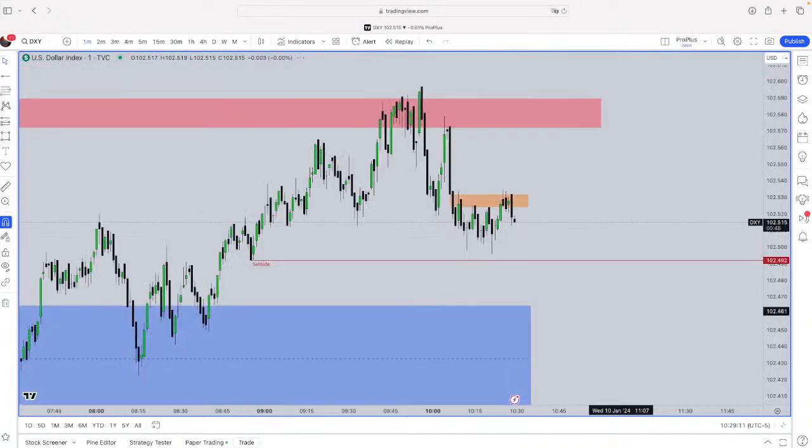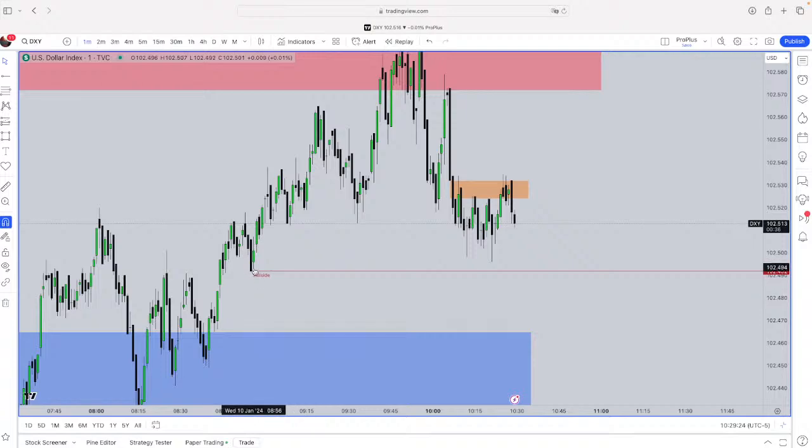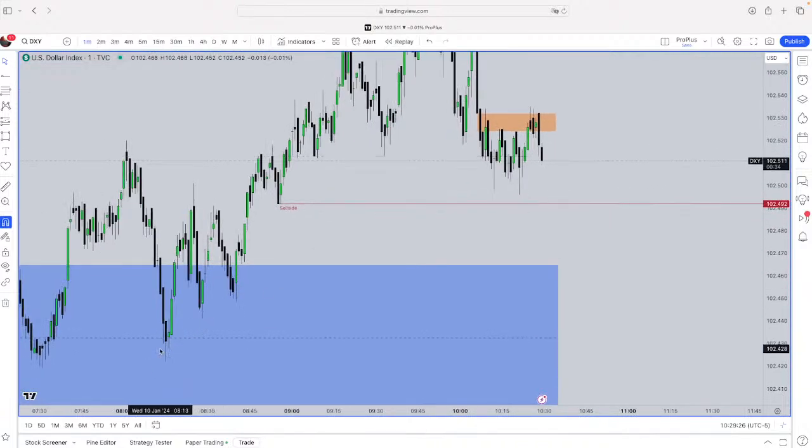Let's have a look at dollar. Dollar's respecting this fair value gap here. Hasn't swept this sell side, but it has swept these equal lows here. So let's see if it wants to keep going lower. And then after that, it'd probably be this draw on liquidity here, or the hourly top of that BISI.